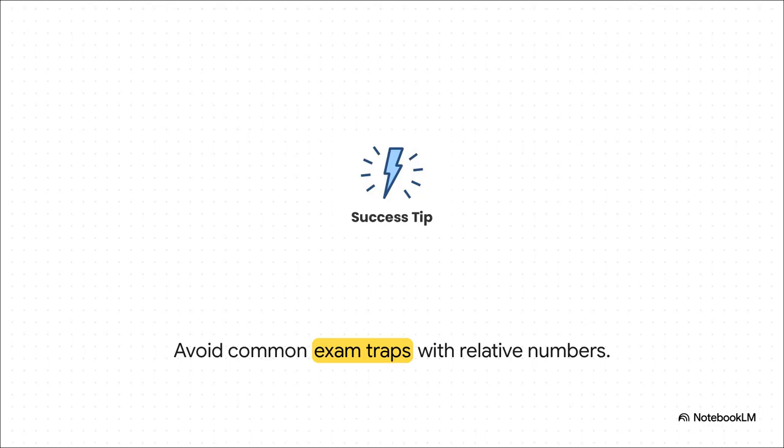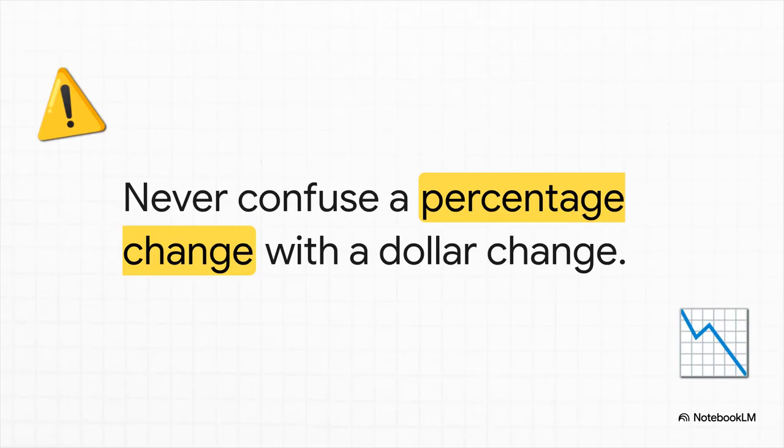Examiners absolutely love to test the boundaries of your understanding regarding relative versus absolute numbers. Actually, scratch that. It's more like a golden rule. Never ever confuse a percentage change with a dollar change. A rising percentage does not always mean absolute dollars went up, especially if the base amount, like your total sales, actually shrank. Think about it.